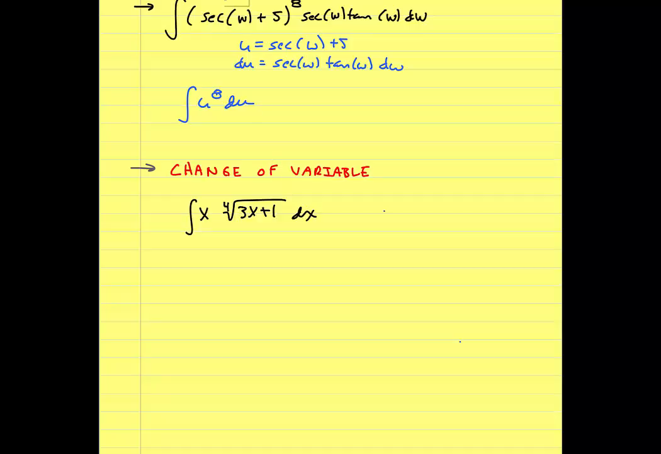So we're pretty comfortable with saying, yeah, it looks like u should be 3x plus 1. Du would then be a 3 dx. I don't have a 3, so I'd multiply by a 3 on the inside and compensate with a 1/3 on the outside.